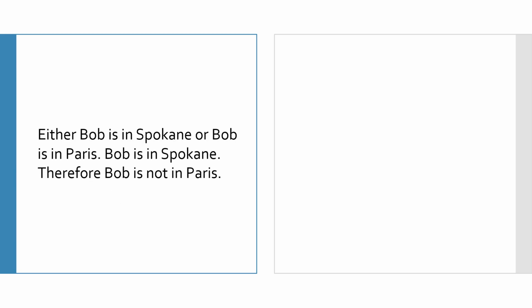Now, to try to make sense of this caveat or this catch I just mentioned with the fallacy of affirming a disjunct, let's take a look at this particular example. This argument says either Bob is in Spokane or Bob is in Paris. Bob is in Spokane, therefore Bob is not in Paris. Notice the basic form of this argument.